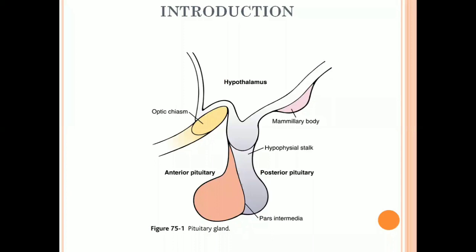This anterior pituitary is rich in endocrine cells and secretes different hormones, while the posterior pituitary or neurohypophysis is rich in neurons, and their main role is to store and secrete the hormones of hypothalamus. So we should understand the difference between the anterior pituitary and posterior pituitary. Now moving on to the anterior pituitary gland, we'll see it in detail.